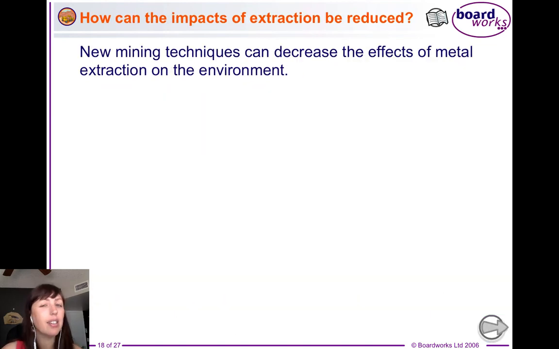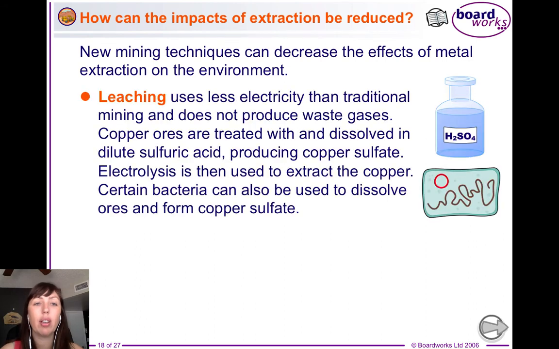New mining techniques can decrease the effects of metal extraction on the environment. So one of these is leaching. This uses less electricity than traditional mining. It does not produce waste gases. Copper ores are treated with and dissolved in dilute sulfuric acid, which produces copper sulfate. And then electrolysis is used to extract the copper from that.